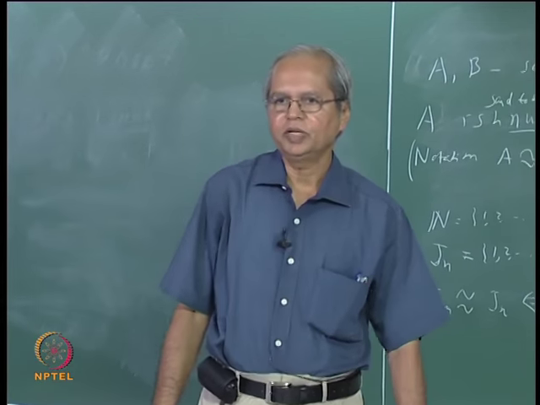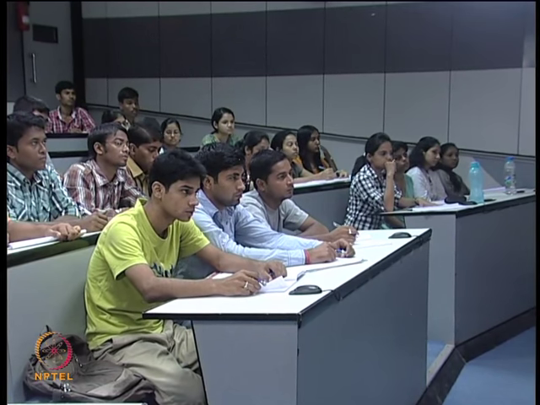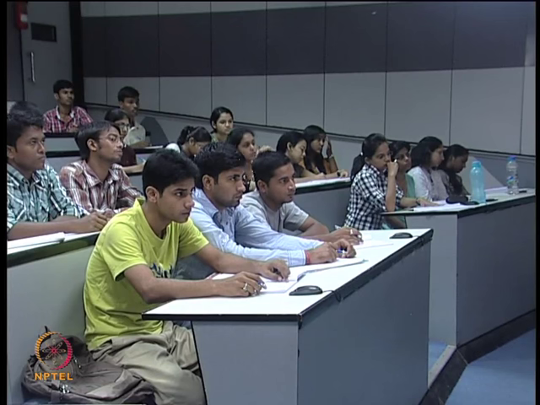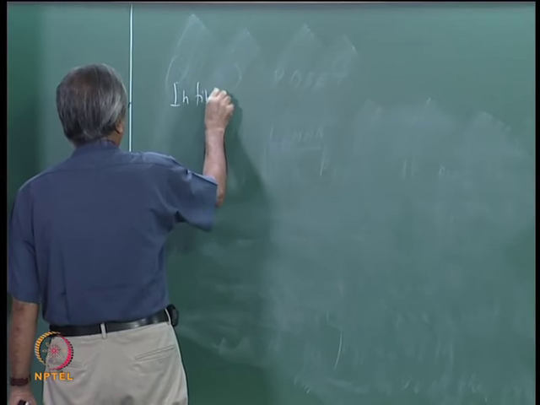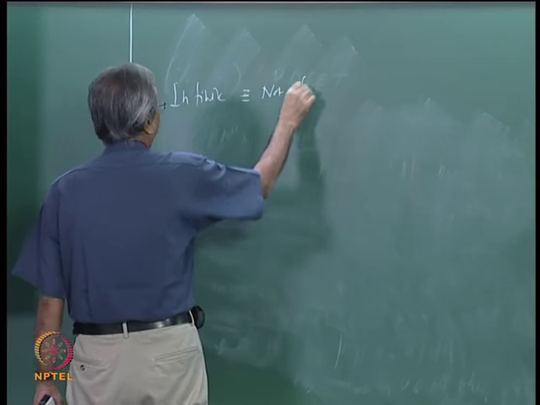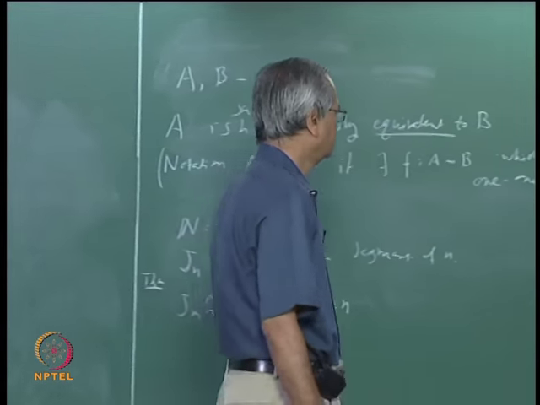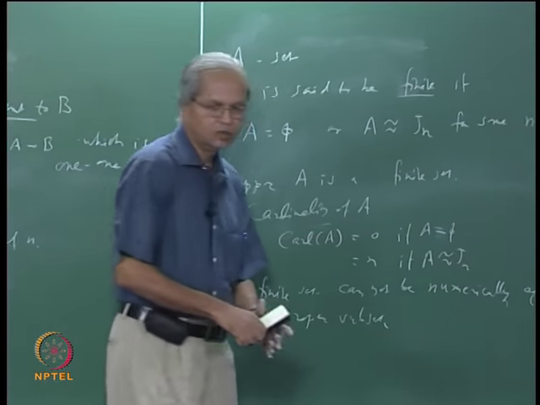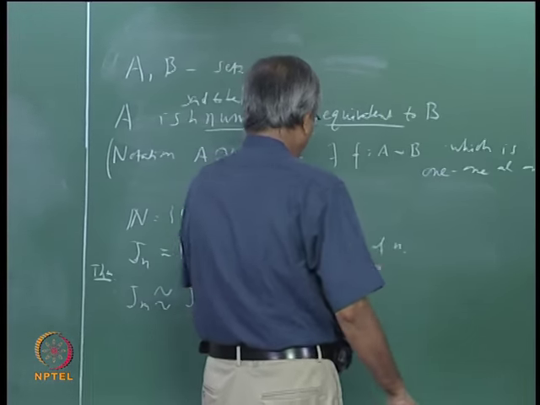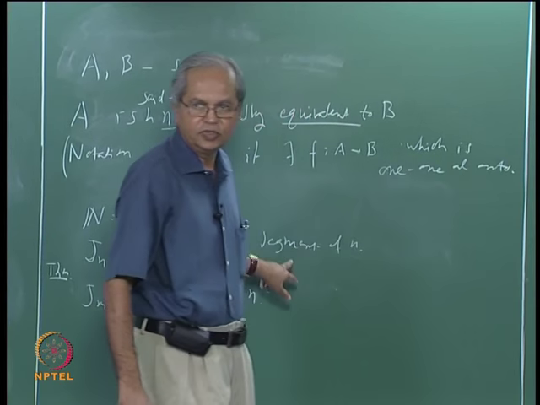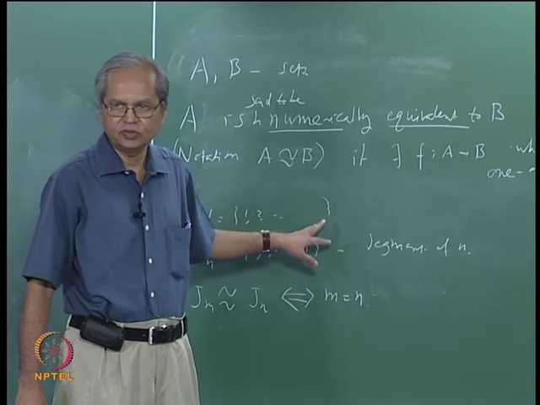And once we define what is meant by a finite set, the definition of an infinite set is clear. Whatever is not finite is infinite. So we'll say that A is called an infinite set if it is not a finite set. This means not finite. What does it mean? First of all, it means that it is not empty, and there is no 1-1 onto map between A and any of these segments. For no n is A numerically equivalent to Zn. That is the meaning of saying that it is an infinite set.